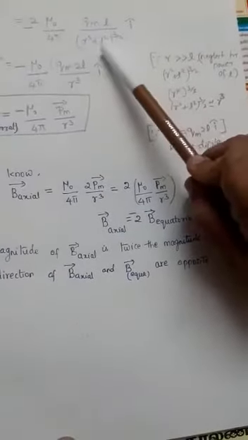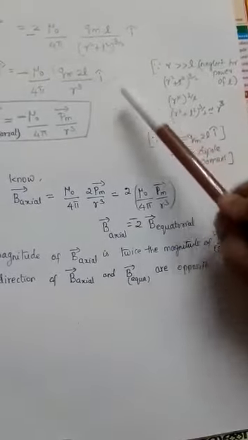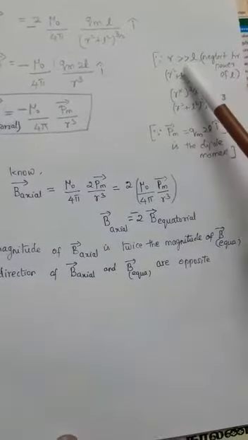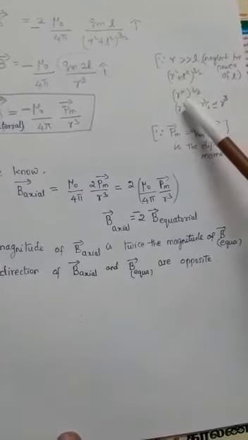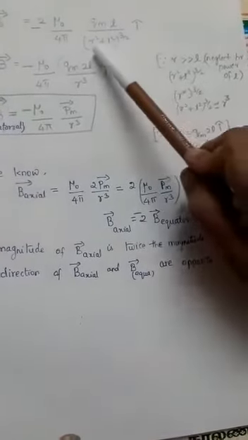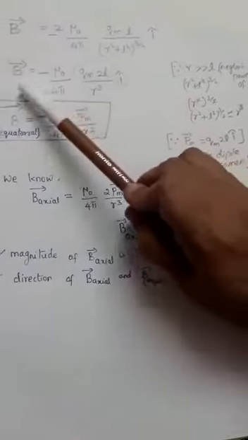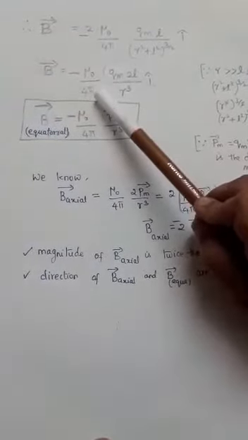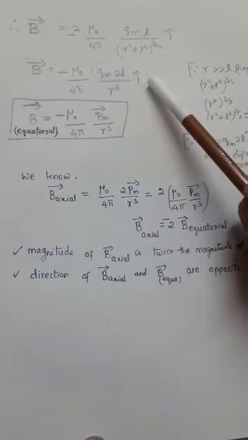So in this denominator, if you neglect this higher power of L, what happens? You will get r square, you neglect this, so r square power 3 by 2, 2 cancel, so you will get only r cube. So this term can be written as r cube. Okay, so B is equal to minus mu naught by 4 pi, I have written 2 here, so Qm 2L by r cube into I cap.